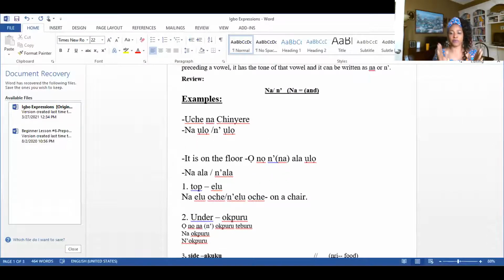Okay, let me repeat again for some of you that are just coming in. Prepositions are words used to show the location of something. "Onona ime apa" means it is inside the bag. You use it to show where the position of something is, okay? So prepositions are words used to show the location of something.